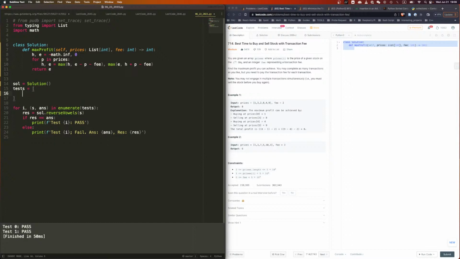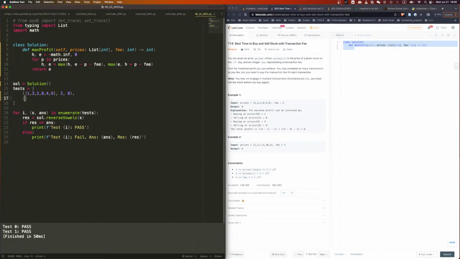All right, let's see. Is this correct? Prices 1, 3, 2, 8, 4, 9, fee is 2. Answer shall be 8. Prices 1, 3, 7, 5, 10, 3, fee is 3. This is 6. Max profit. Nope. Ugh. That is not correct.